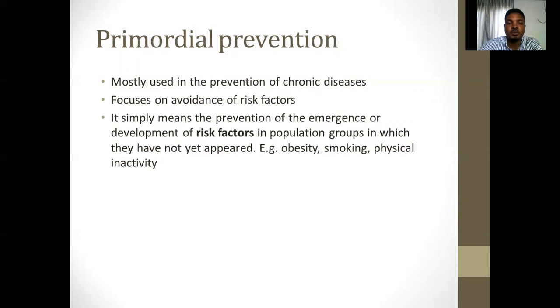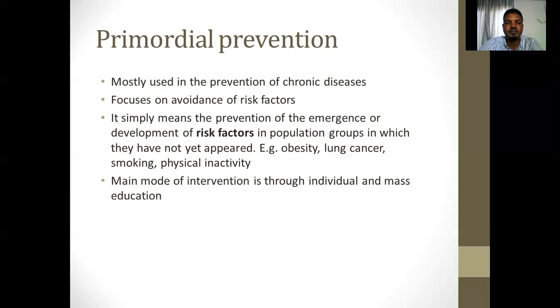Primordial prevention simply means preventing the emergence of risk factors in population groups in which they have not yet appeared. Examples of such risk factors include obesity, smoking, and physical inactivity. These are risk factors in individuals that we are trying to prevent, individuals that don't have them yet. We don't want them to develop them at all, because if they do, their chances of developing a particular disease will increase. The main mode of intervention is usually through individual and mass education.